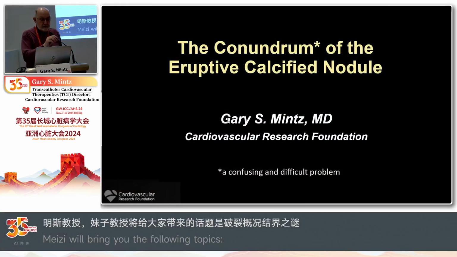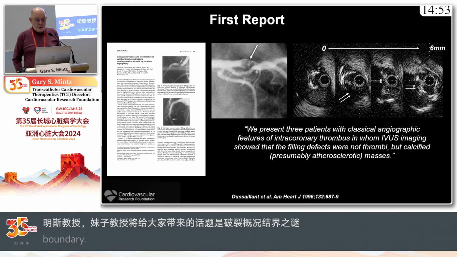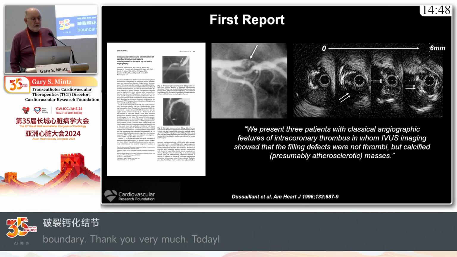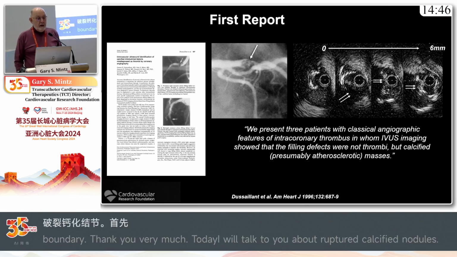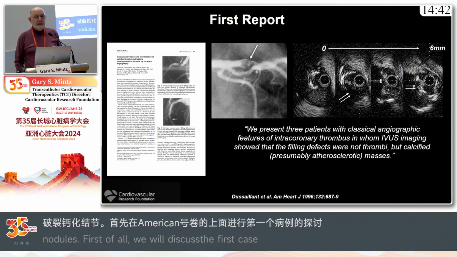Thank you very much. I'm going to talk about eruptive calcified nodules. The first report actually was an IVUS report in 1996, published in the American Heart Journal. You can see in the angiogram a patient presenting with an acute coronary syndrome and a filling defect in the LAD, and we thought that this was a thrombus.